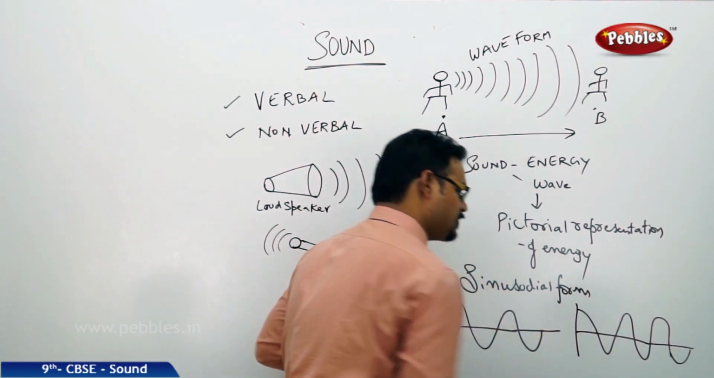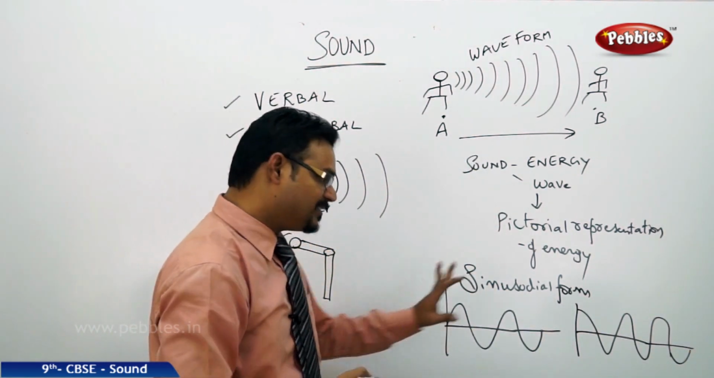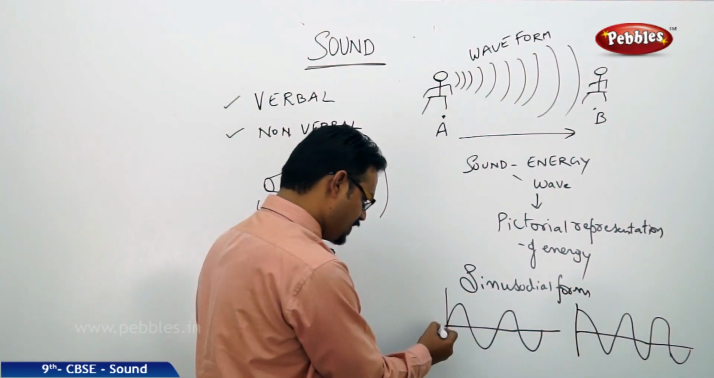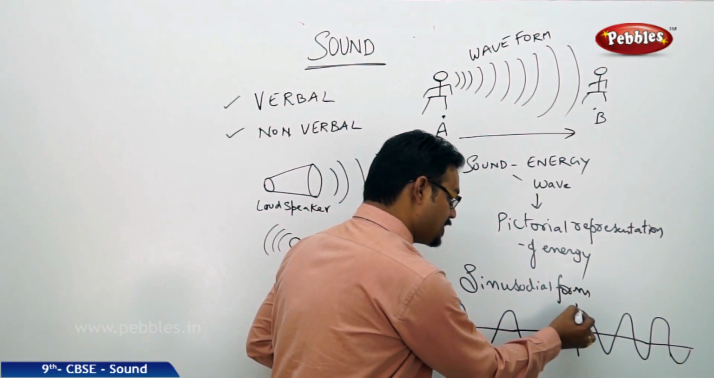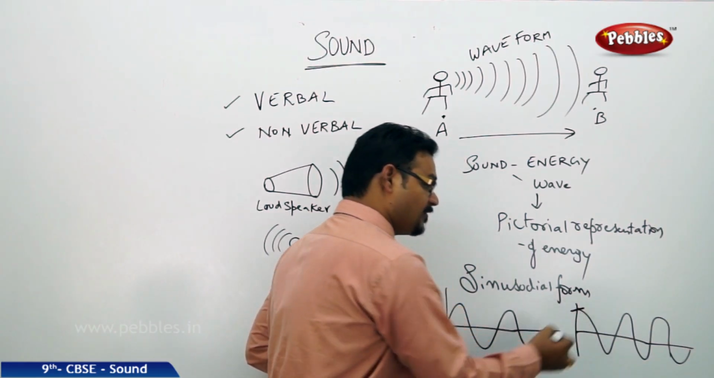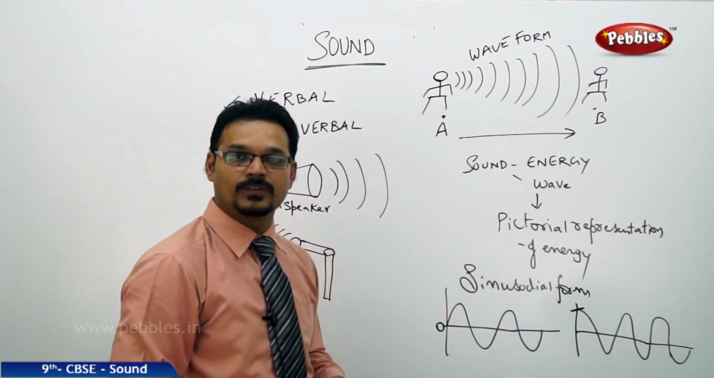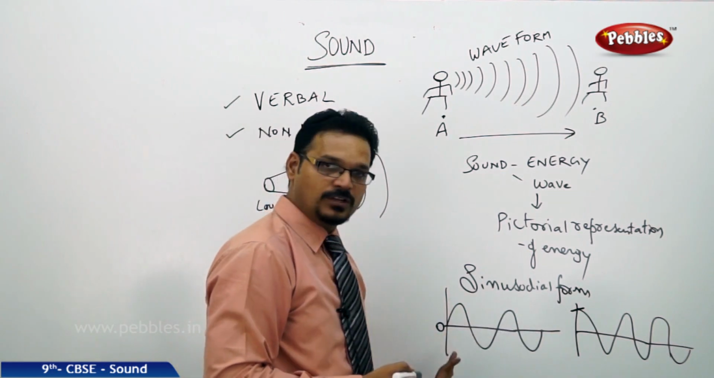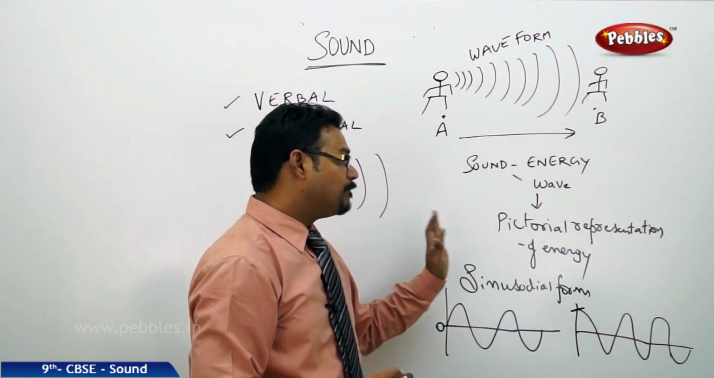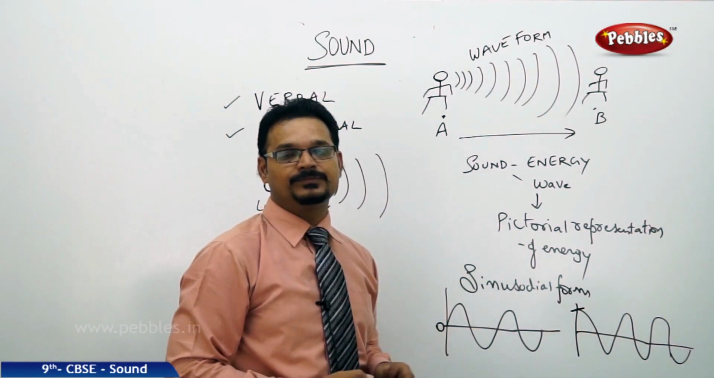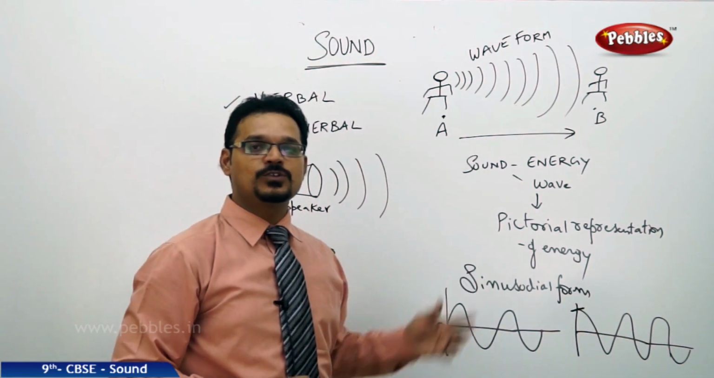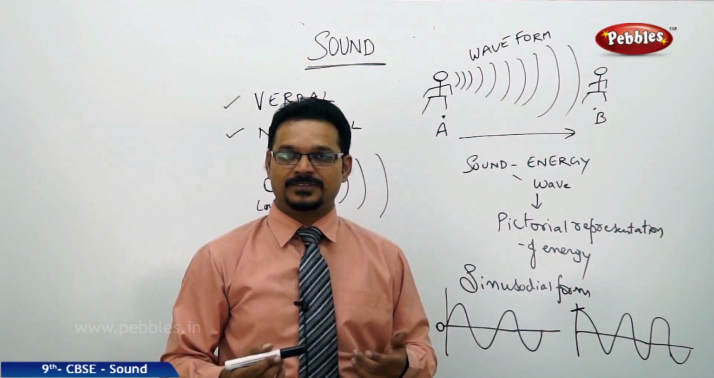If you see, both waves look the same, but the starting is different. Here the wave started at the origin, O. Here the wave doesn't start at the origin, it started at some fixed value. So this is the way you can show the pictorial representation of the energy, which is the sound. So how can we show? Now we're going to discuss.